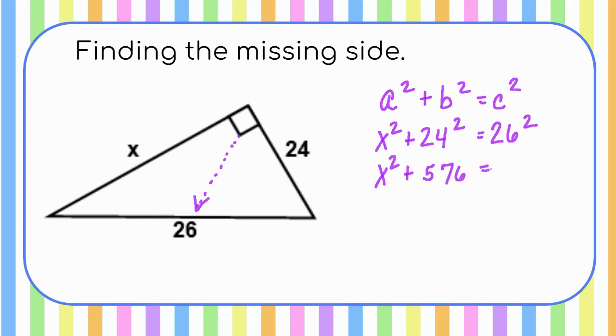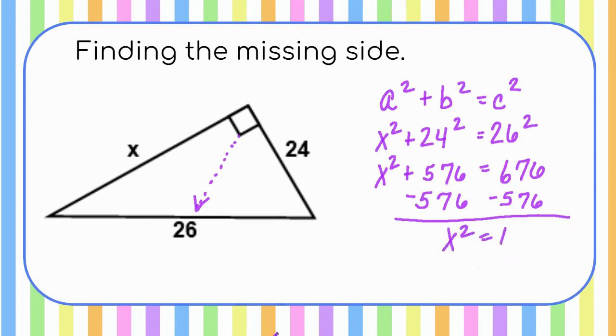576. Next step then is you want to go ahead and calculate 26 to the second power, and you're going to get 676. Now, we want to get the x by itself, so our next step is to go ahead and subtract the 576 from both sides of our equation, and that's going to leave us with x to the second equals 100.